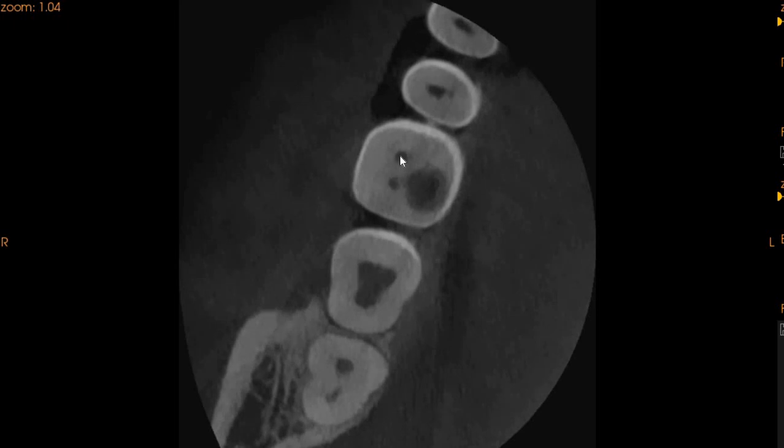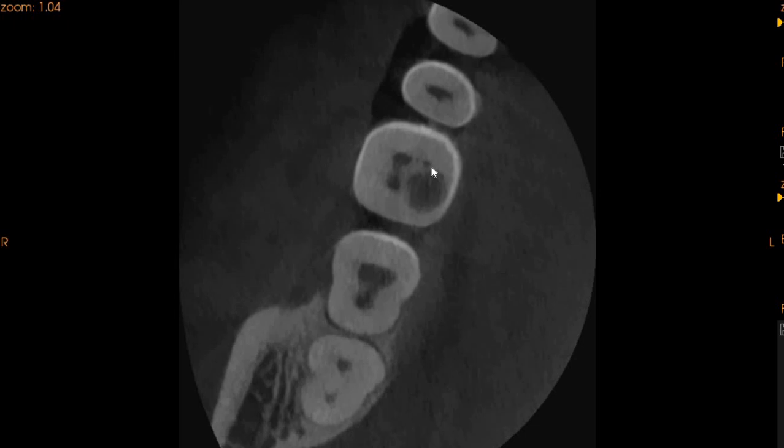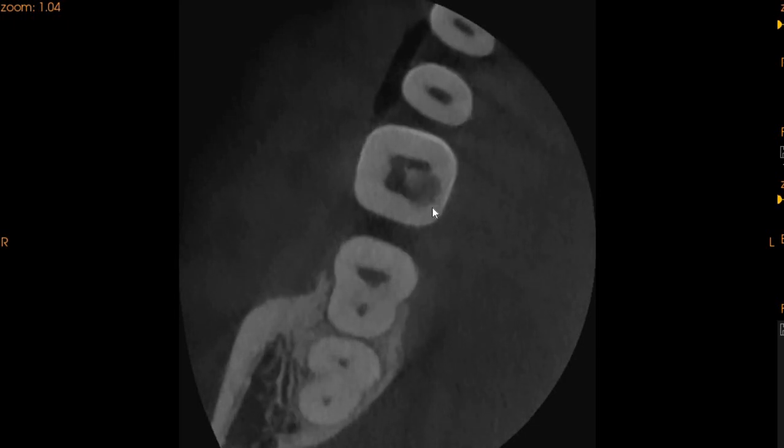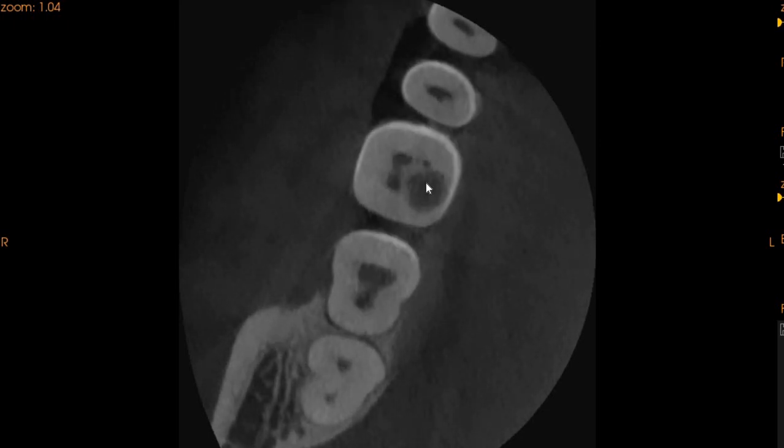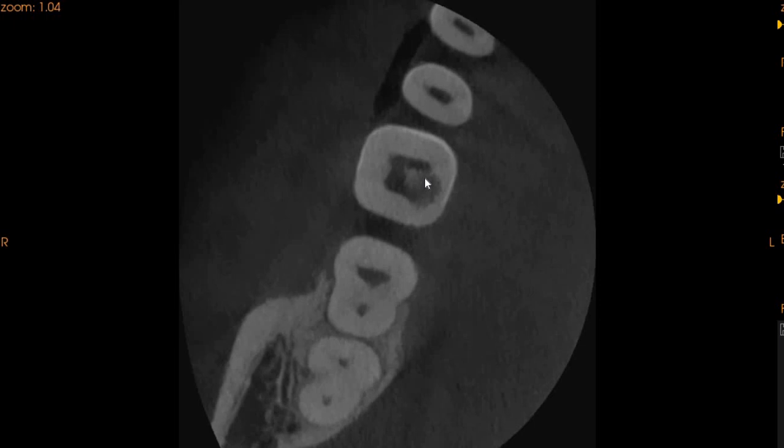These are the pulp horns, the mesiobuccal, and then the distobuccal, and then the mesiolingual is here. We can see that the cavity is invading all the way down to the pulpal chamber. The pulp horn on the distolingual side is also involved.